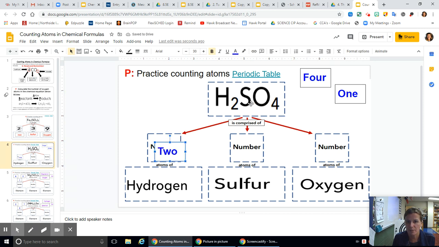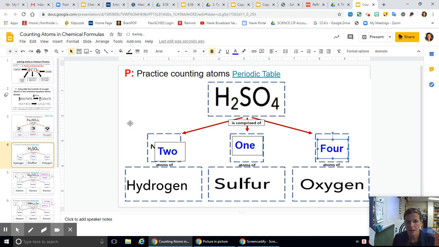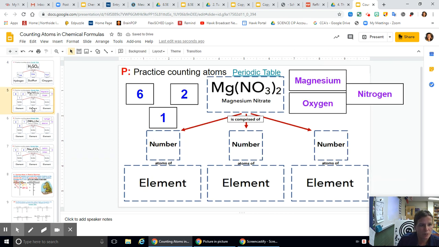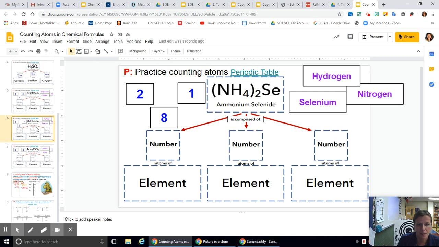Looking at sulfur, there is no subscript to the right. There's no small number there, so you only have 1 atom of sulfur, the one that you're looking at. And then looking at oxygen, the subscript is 4. Okay, and I'm just going to choose which one I want to do. So I will choose this one with parentheses.